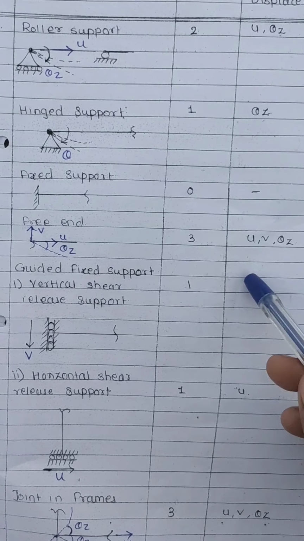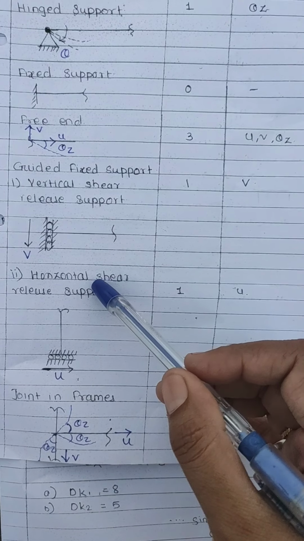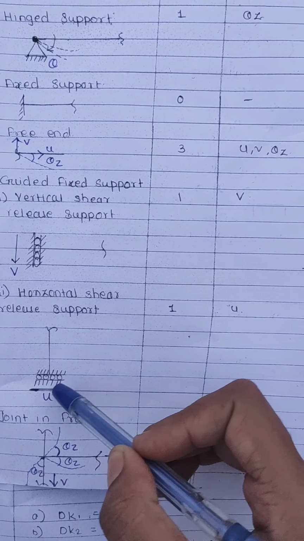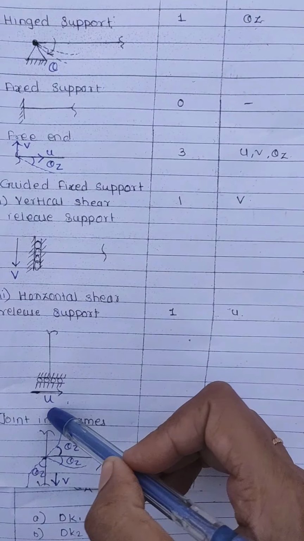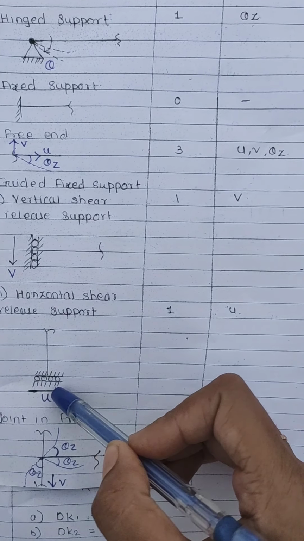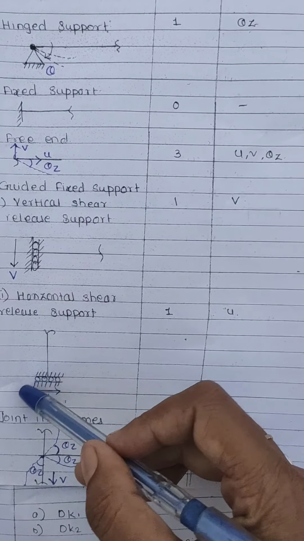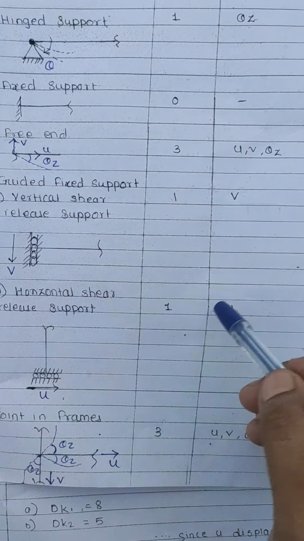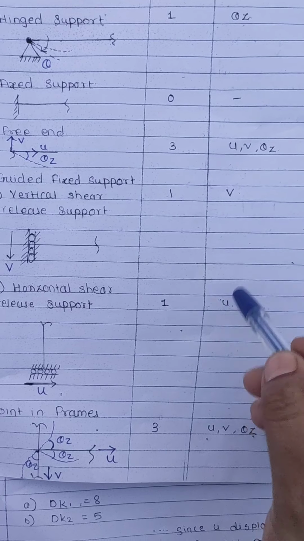V means vertical displacement. Then for the horizontal shear release support we can move this support horizontally. There is resistance for vertical movement and for rotation, so the number of degrees of freedom or number of releases is equal to 1, which is in the x direction, hence we represent that by U.